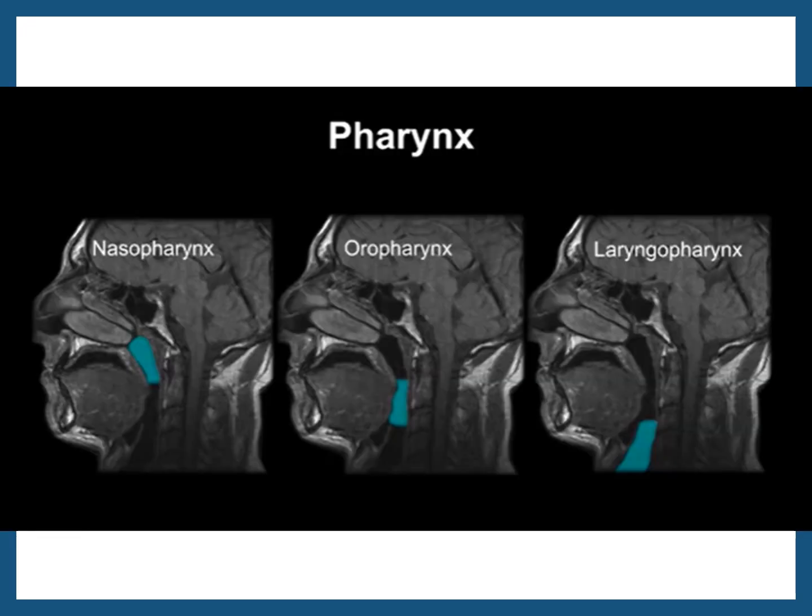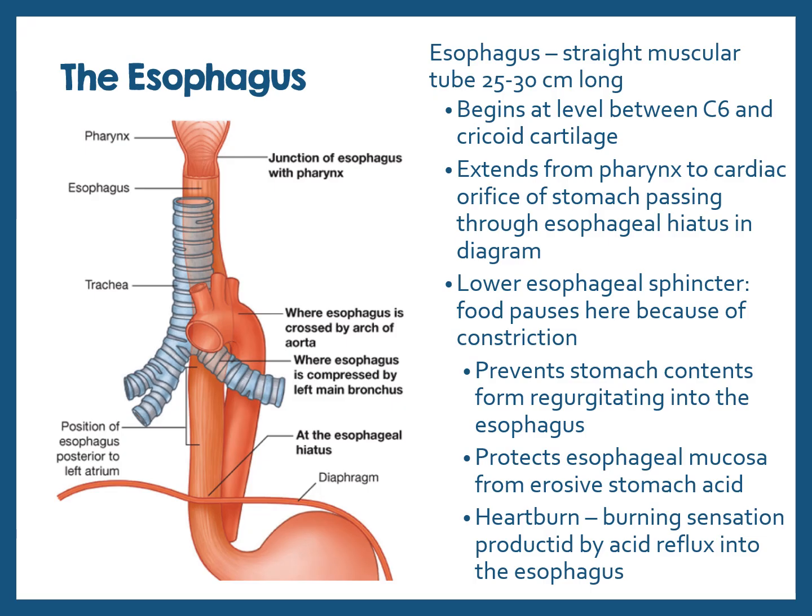Here we have those regions in X-ray. You can see the nasopharynx, the oropharynx by the tongue, and then the laryngopharynx. The esophagus is a long, straight muscular tube. So you can see the pharynx here. That's where the esophagus is going to begin.